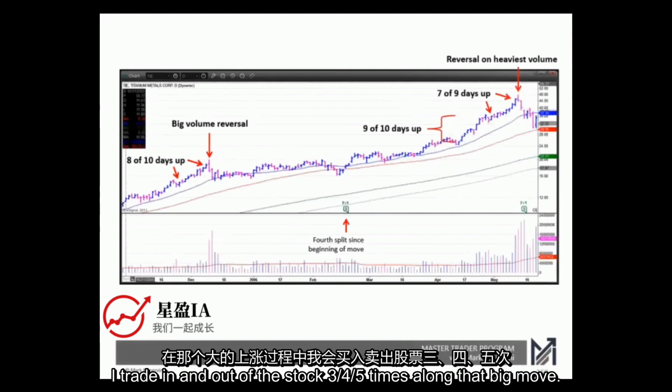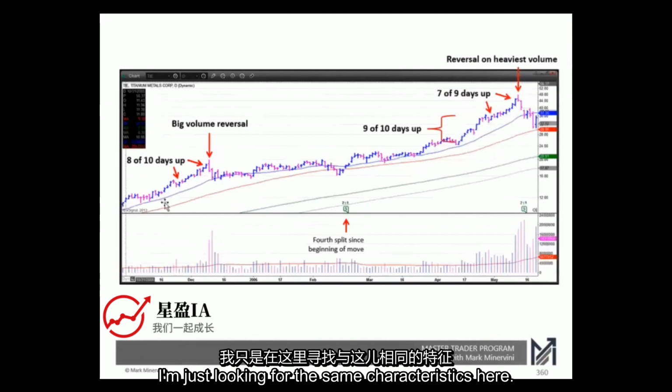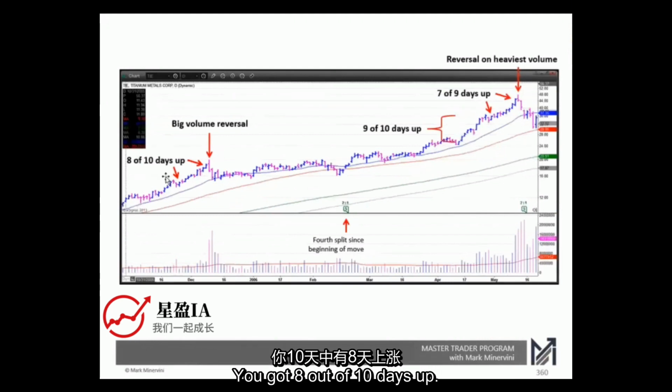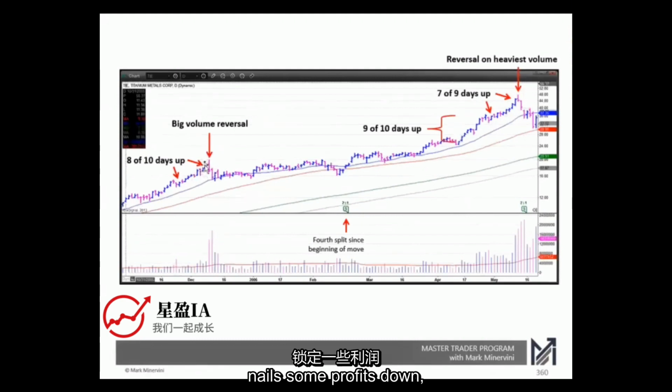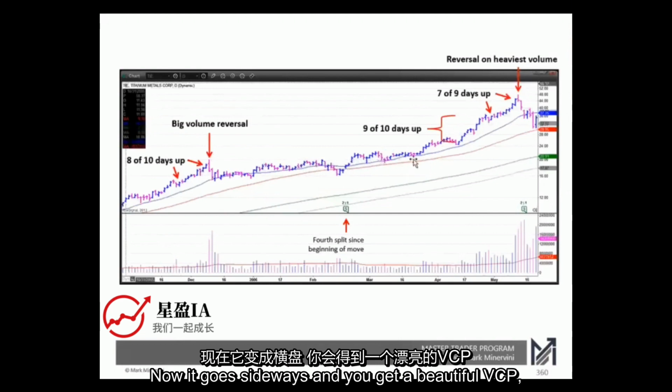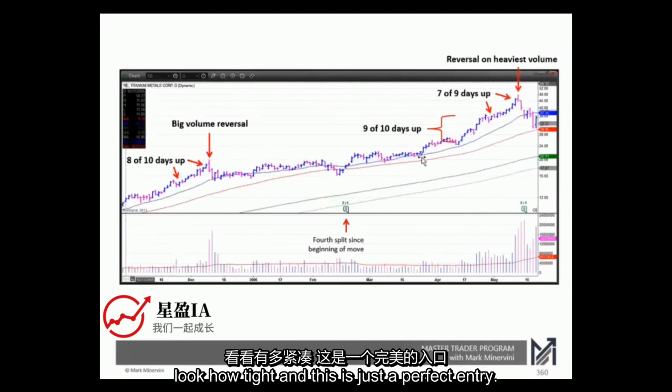Sometimes, on a big move, I trade in and out of the stock 3, 4, 5 times along that move. So I'm just looking for these same characteristics. Here you've got 8 out of 10 days up, and then you get the big volume reversal right there. Boom, nail some profits down. See, it stalls out. Now it goes sideways, and you get a beautiful VCP. Look how tight. I mean, this is just a perfect entry.